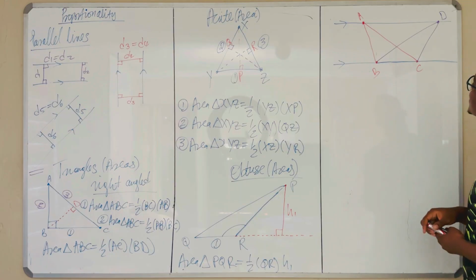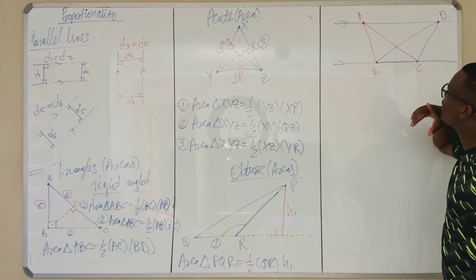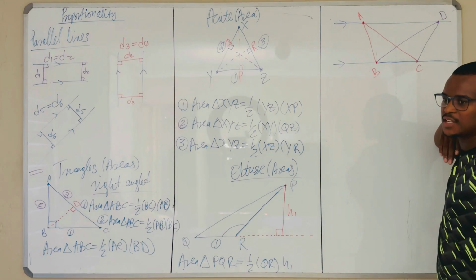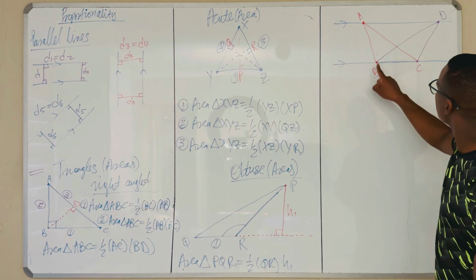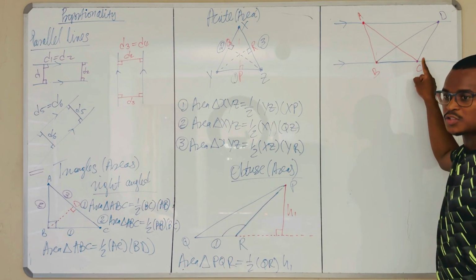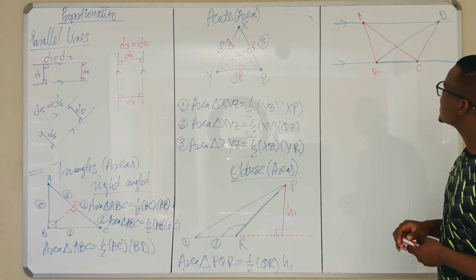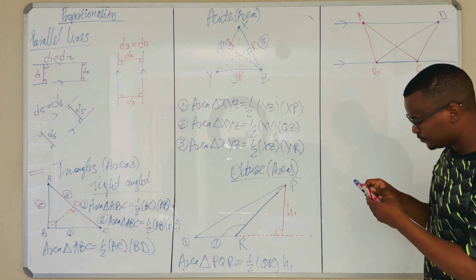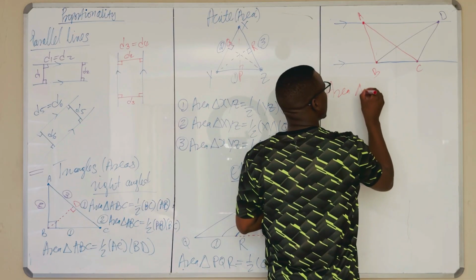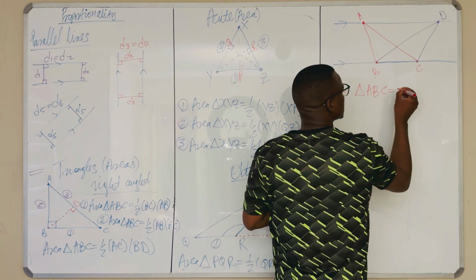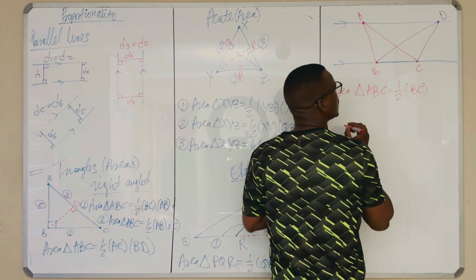Okay. So in that case, would you agree with me when I say both of these triangles, ABC and BCD, share a common base? Yes. What is that base that they share? BC. They share a common base because both of them are sitting on BC. So if we were to calculate the area of triangle ABC, which is the red triangle, it's going to be half base. What is your base? It's BC. Times the perpendicular height.